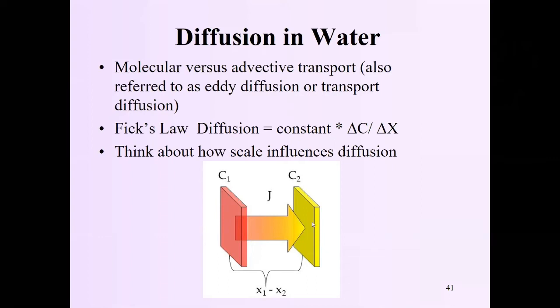The two things that influence this are, number one, how much of a difference in concentration there is, and number two, how far apart these are. So the further apart these are, the slower the diffusion, because it takes longer to get from one place to another.